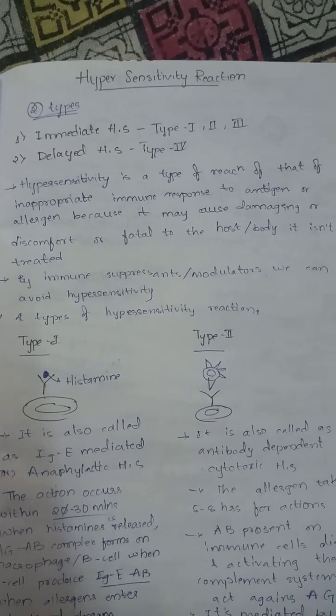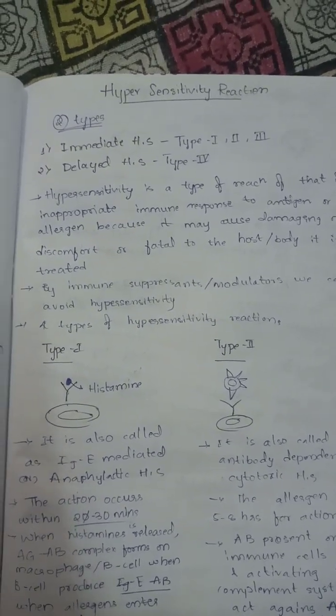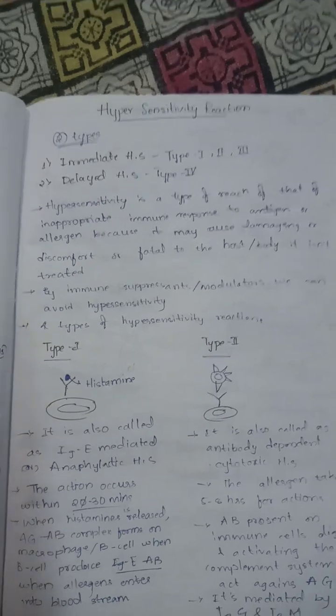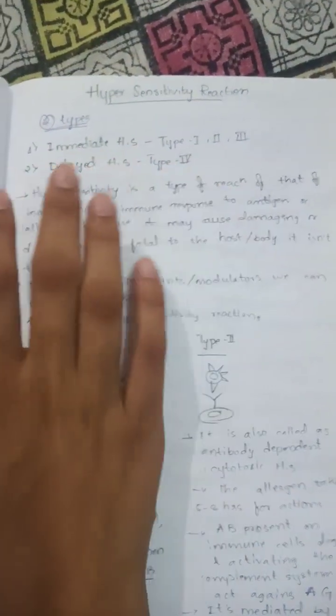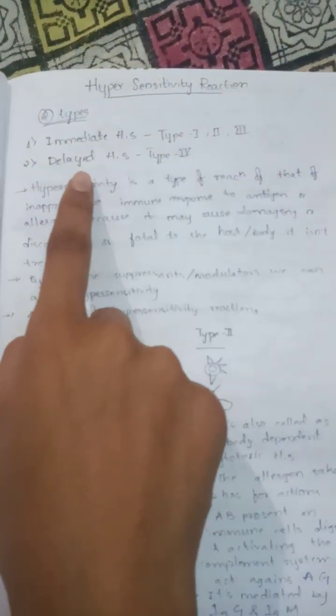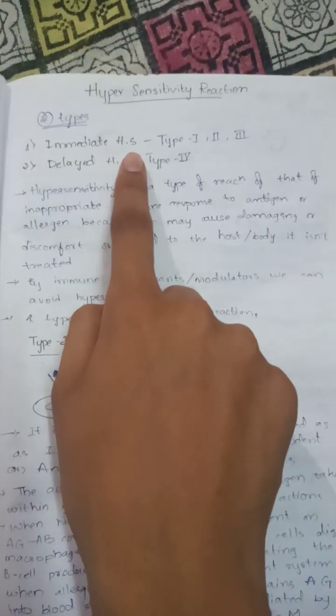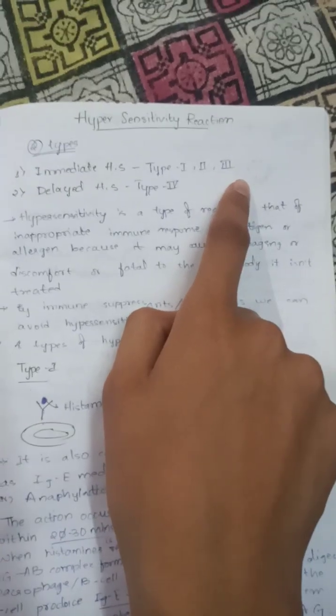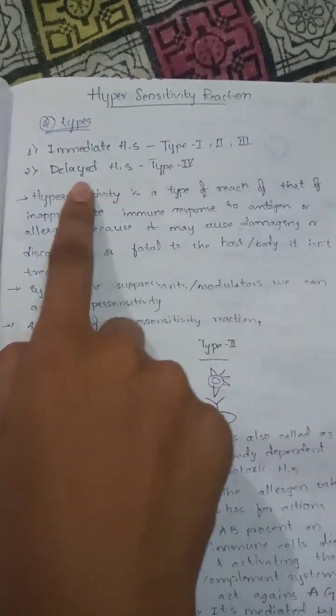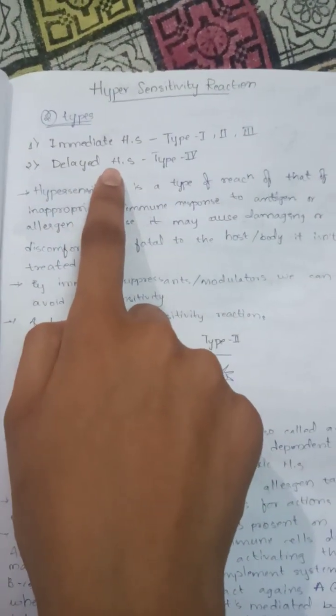Now we are going to study hypersensitivity reactions. There are two types of hypersensitivity reactions. First is immediate hypersensitivity reaction and delayed hypersensitivity reaction. Immediate hypersensitivity reaction consists of type 1, type 2, type 3, while delayed consists of type 4.